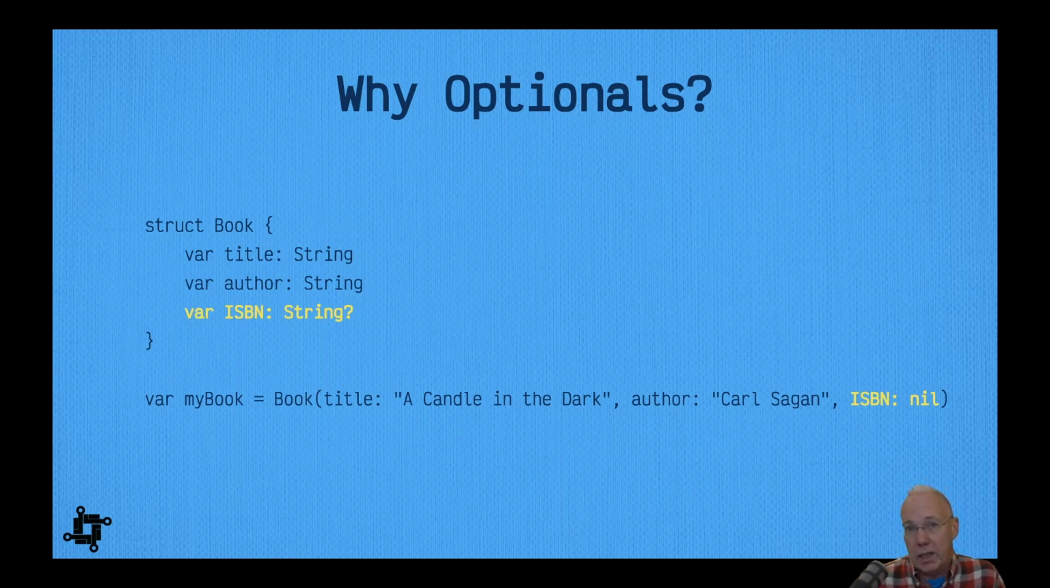So this would be a classic scenario that says every book is going to have a title and an author by definition, so we don't make those optional. However, the ISBN may or may not be there, and the way we express that in Swift is to put that question mark at the end of the type. So we'd say ISBN is a string, but it's optional. Sometimes it may be there, sometimes it may not be there.